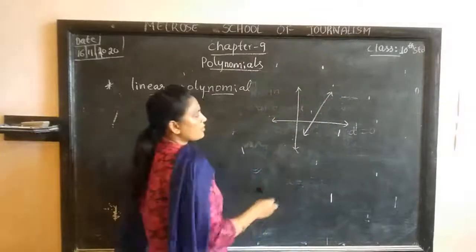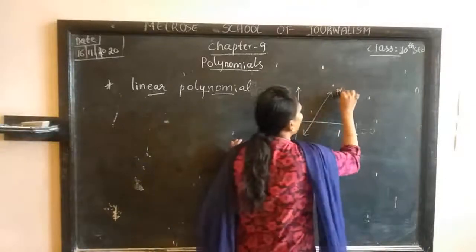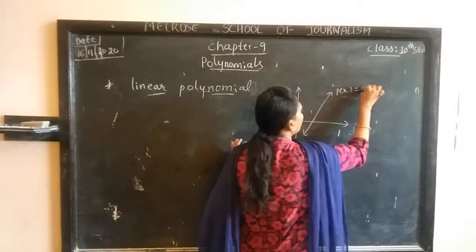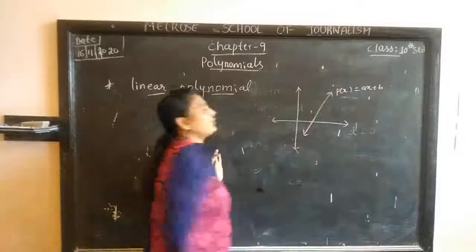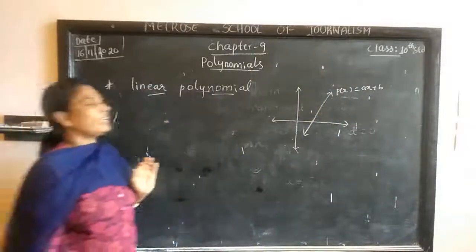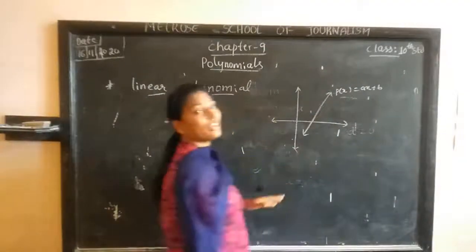Suppose this is a polynomial p of x equals ax plus b. For a linear polynomial, you will get a graph that is a straight line.